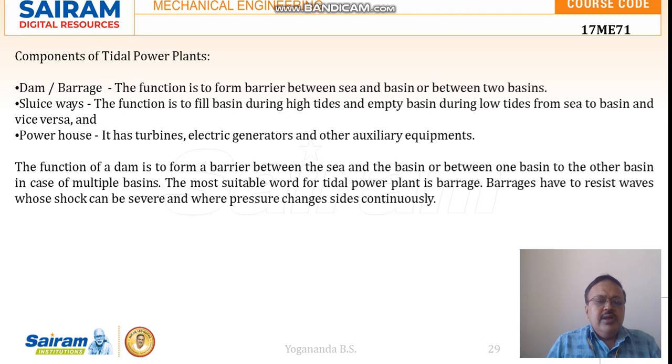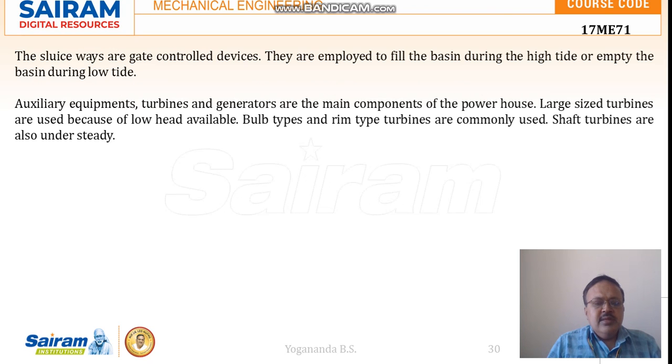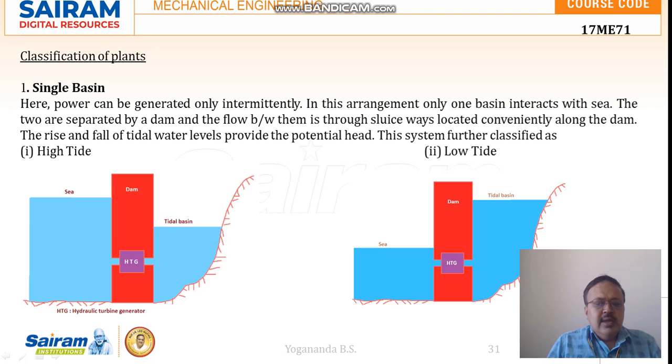When we come to tidal power plants, there are three components we need to mention. The first one is the dam, which we also call the barrage. The function of this dam is to act as a barrier between the sea and the basin. If you consider the figure here, on the left side we have the sea and on the right side we have the tidal basin. The dam is the barrier in between the sea and the basin.